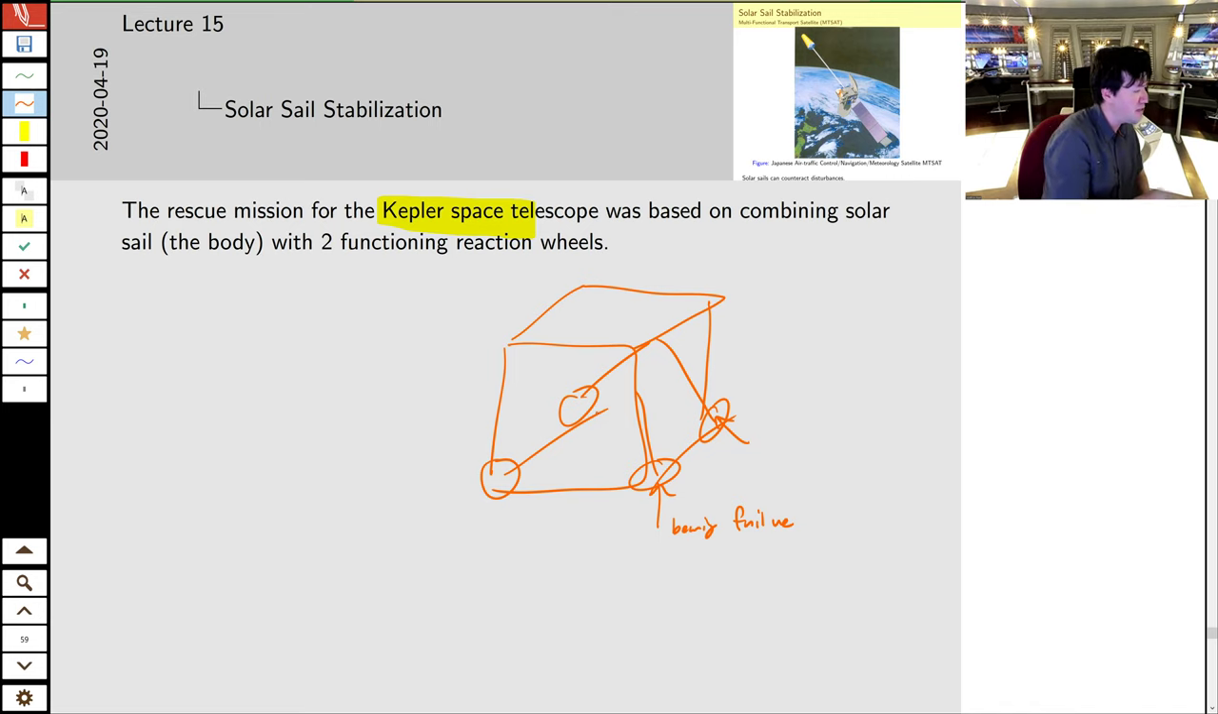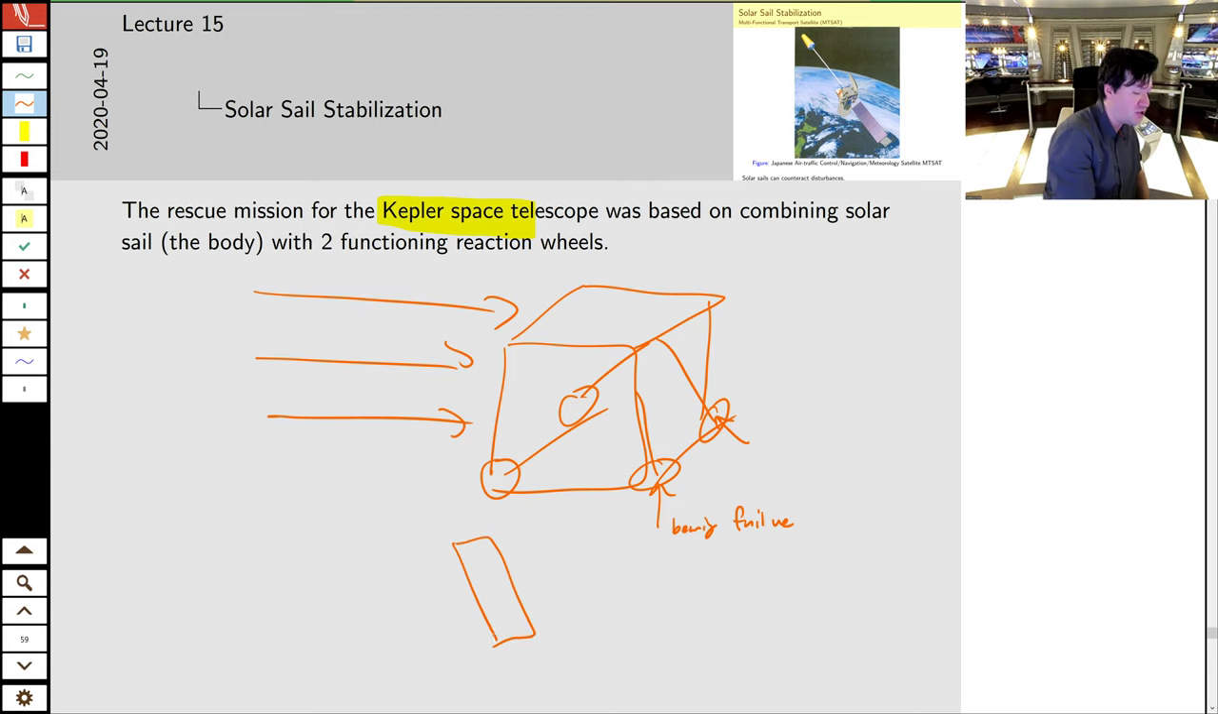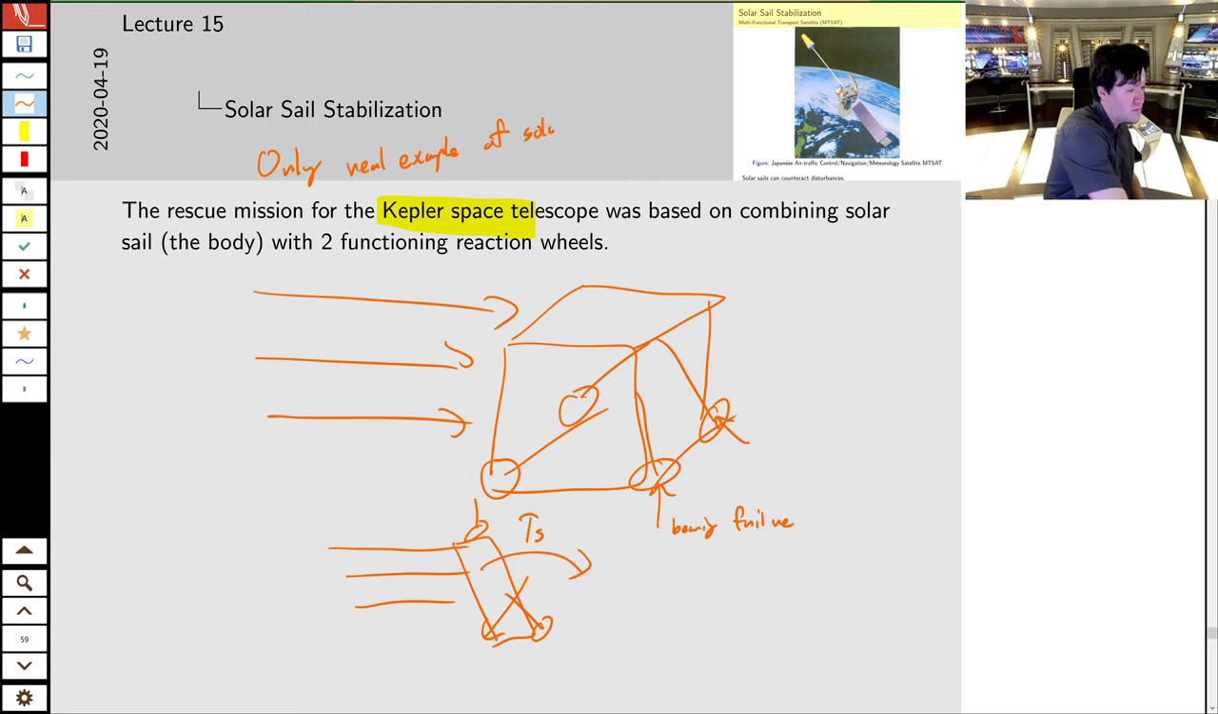And so actually what they ended up doing is using the solar wind, right, coming in that way. They chose the orientation of the spacecraft to create a particular torque due to the solar wind, solar torque, and that created torque about a third axis. So there was one, two, three axes stabilization. How well did it work? It worked okay. So this is the only real example, and it wasn't designed that way, obviously. It didn't have a solar sail. They just used the body of the spacecraft for the torque.